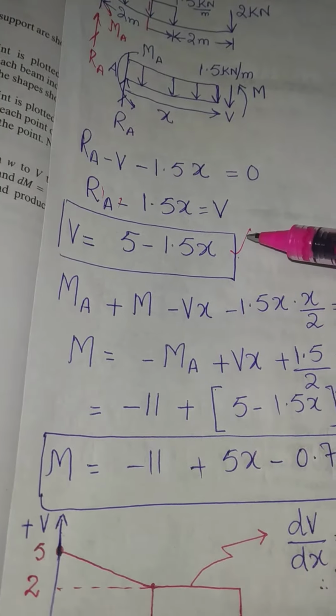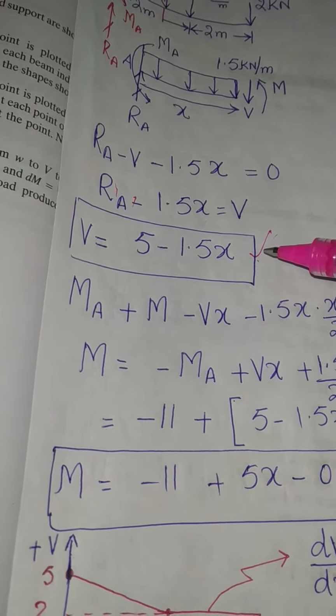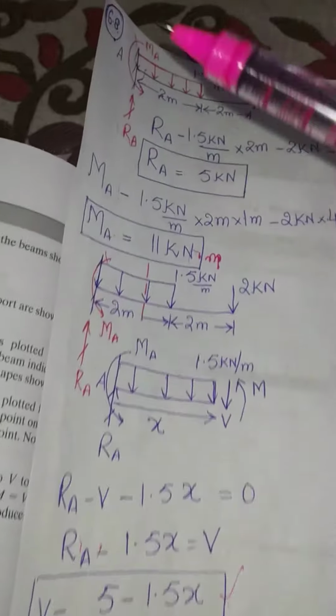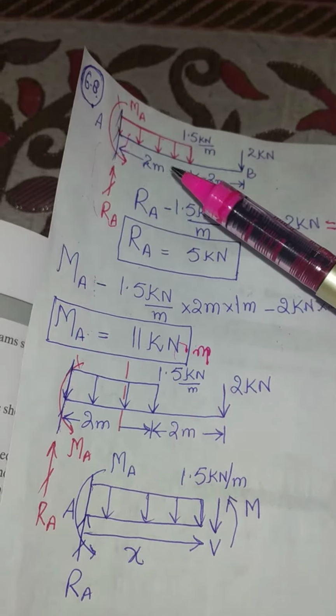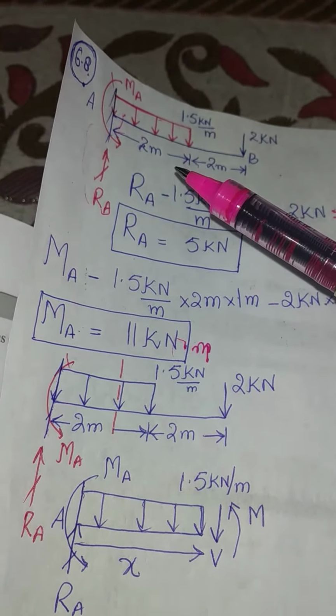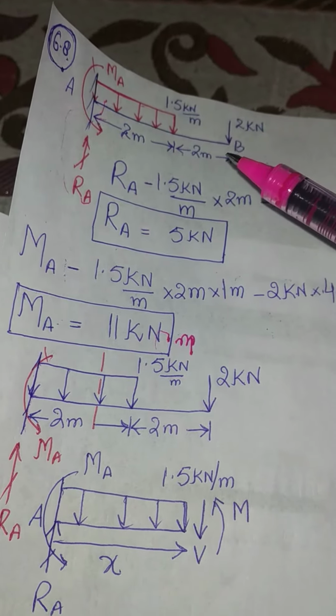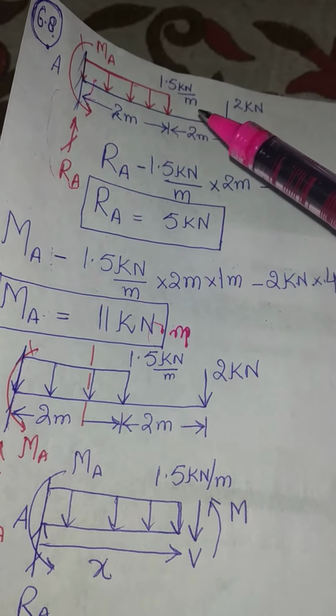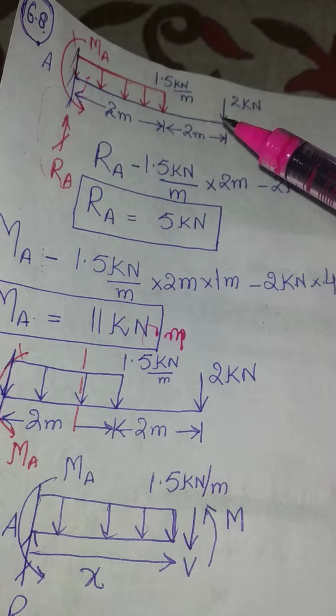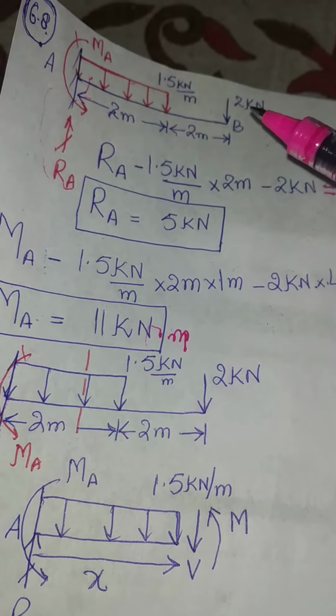First of all, this shear force equation is used to obtain the shear force diagram. Now look at the beam. The beam we have has a uniform distributed load up to 2 meters of distance. From 2 meters to 4 meters there is no load acting on the beam, but at 4 meters, at its free end, we have a load of 2 kilonewton.